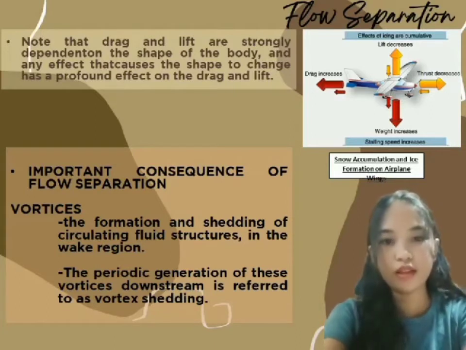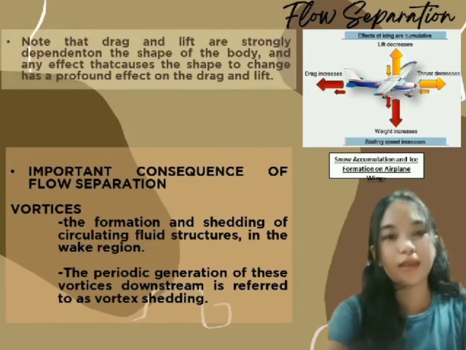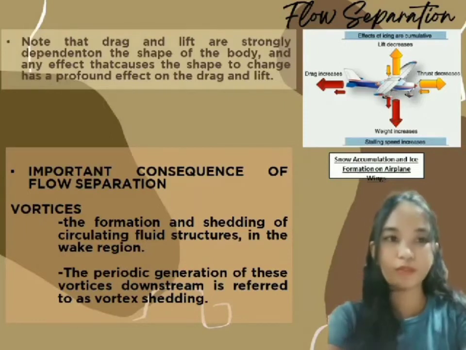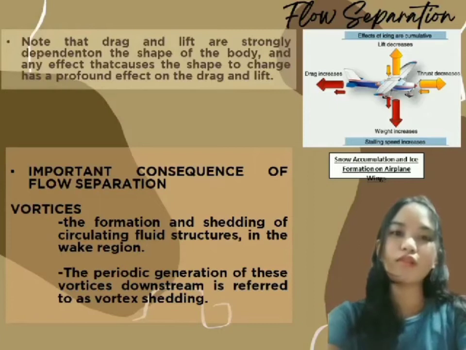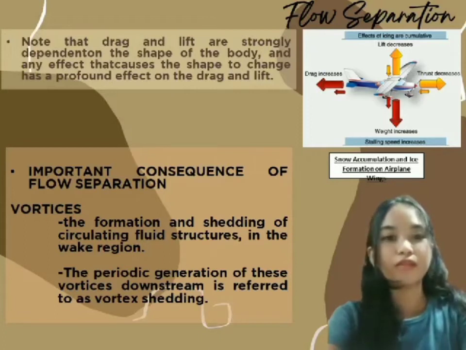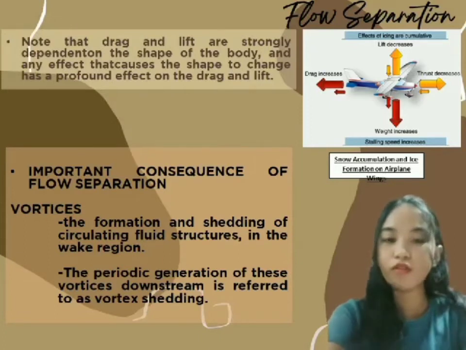heavy traffic. One significant impact of flow separation is the vortices. It is the formation and shedding of circulating fluid structures in the wake region. The periodic generation of these vortices downstream is referred to as vortex shedding. This phenomenon typically happens during normal flow through large cylinders or spheres.